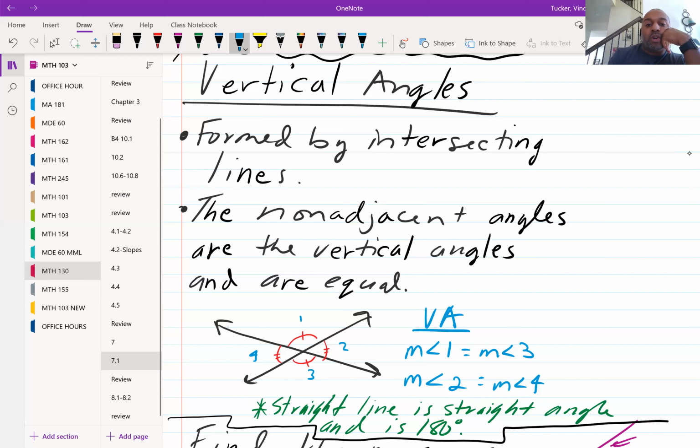So all I was saying when it came to this is that you have your intersecting lines, and they create these opposite angles. 1 and 3 are opposite. 2 and 4 are opposite of each other, and that just means that they're going to be equal for us. Those are our vertical angles. And that green statement down there is something that we've already talked about, just restating that a straight line is a straight angle, which is 180 degrees.